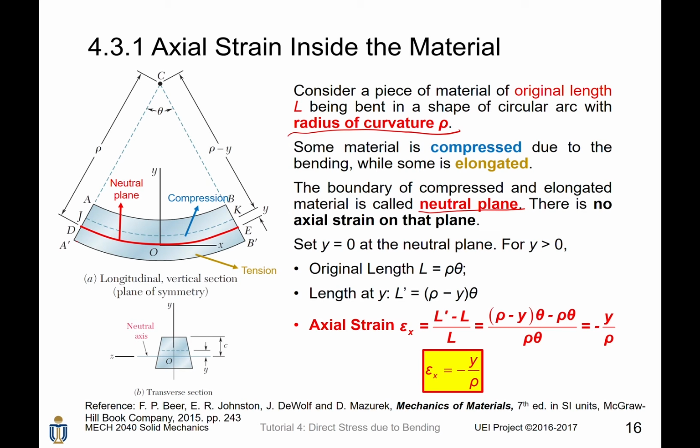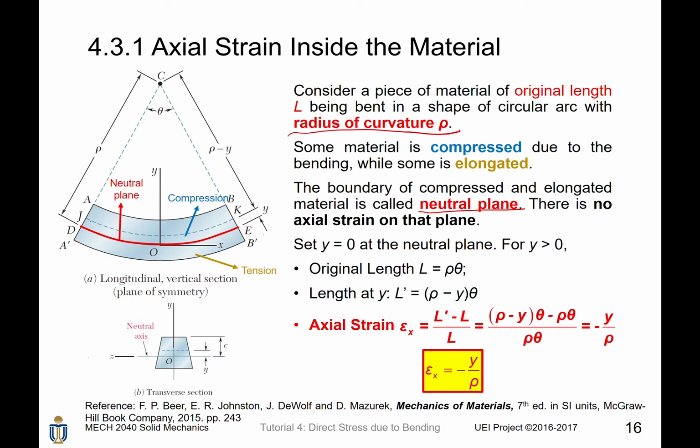Actually, for a piece of material under pure bending, there must be a neutral plane, which means no matter how you bend this material, on this neutral plane, the length is still the original length L. And this is the boundary of the compressed region and the elongated region. On this neutral plane, there is no axial strain, while above the neutral plane, if the material is bent like this, then this part will be compressed, while the lower part will be in tension because it is elongated. It is longer than the arc length of the neutral plane. Actually, if we observe the cross-section of the material, we can see that the neutral plane is like this.